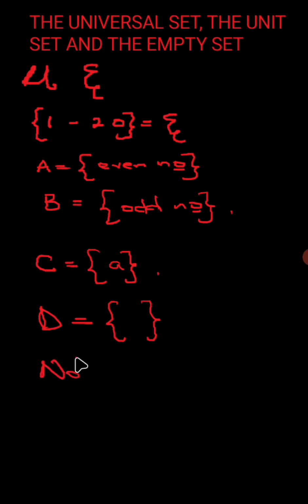Note that an element D or a set D with element 0 is not an empty set. So this is not empty because it contains the element 0. So 0 is considered something here. 0 doesn't mean nothing here. So basically 0 here is an element.